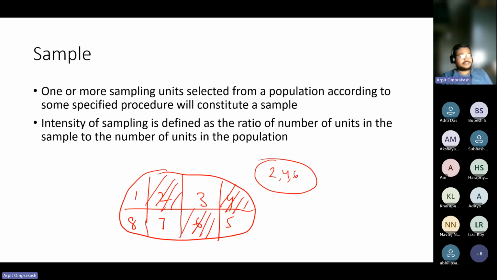The intensity of sampling is defined as the ratio of the number of units in the sample to the number of units in the population. So this whole thing will be our population. These three will be our samples. So we have 3 units in our sample versus 8 units in our population. So the sampling intensity in this case is 3/8. A higher sampling intensity means that we are sampling more of the population, and a lower sampling intensity means that we are sampling less parts of the population.